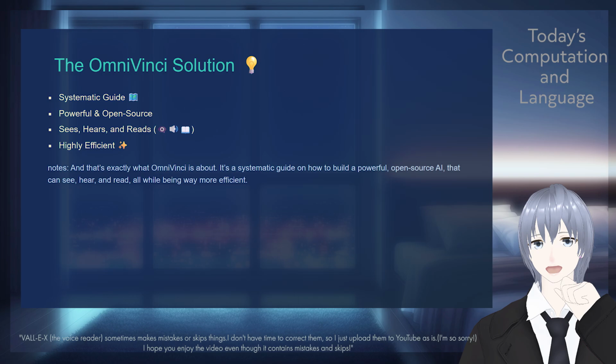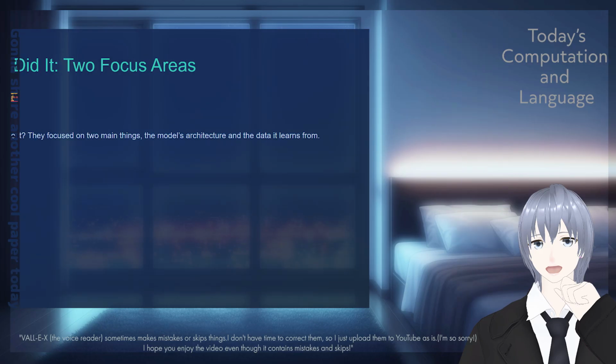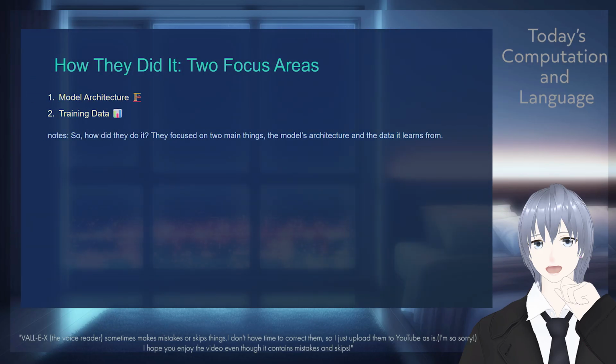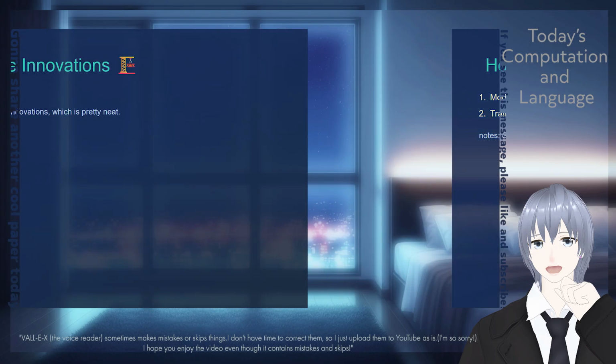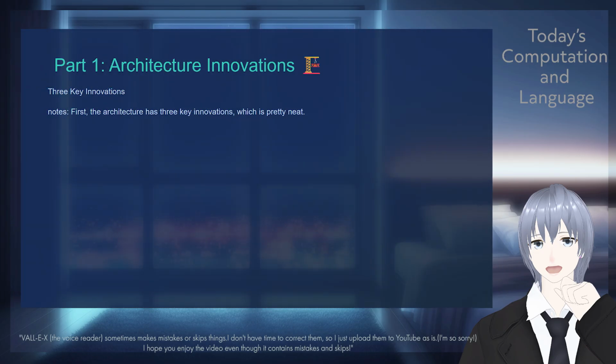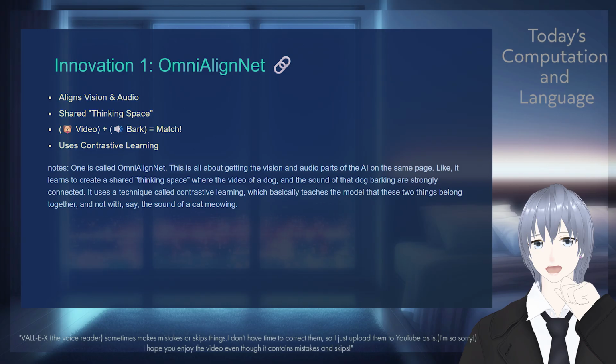It's a systematic guide on how to build a powerful open source AI that can see, hear, and read, all while being way more efficient. So how did they do it? They focused on two main things: the model's architecture and the data it learns from. First, the architecture has three key innovations, which is pretty neat. One is called OmniAlignNet. This is all about getting the vision and audio parts of the AI on the same page. It learns to create a shared thinking space where the video of a dog and the sound of barking are strongly connected. It uses a technique called contrastive learning, which basically teaches the model that these two things belong together, and not with, say, the sound of a cat meowing.